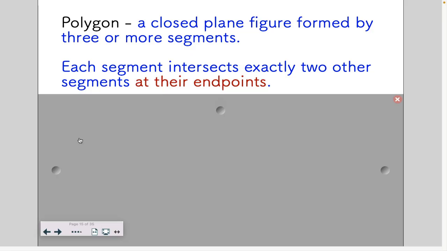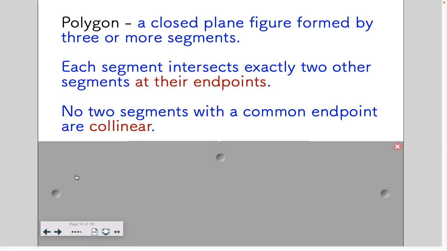Actually, I'd say the 3rd and 4th ones were the easier ones. No 2 segments with a common endpoint are... Wait. Parallel? Parallel is not bad. That's actually not what we're looking for, though. It's not bad. It's not quite accurate. It's a word you probably never used before this year. Collinear.